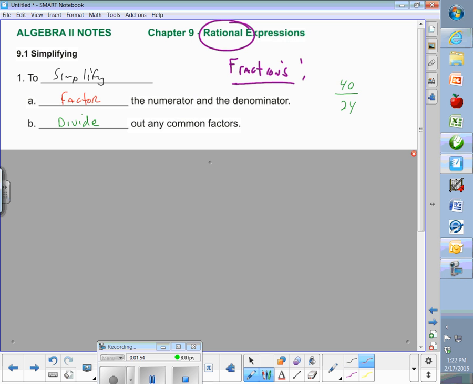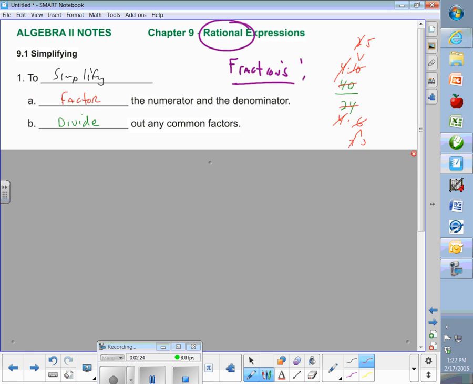if we had something like 40/24, the idea is to factor the numerator. That's a 4 times 10. The denominator is a 4 times 6. The common 4s divide out. And a 10 is a 2 times 5, and a 6 is a 2 times 3, so I get out an additional 2. Solution: 5/3. That's what I'm talking about in simplifying rational expressions: factor the numerator, factor the denominator, divide out common factors.